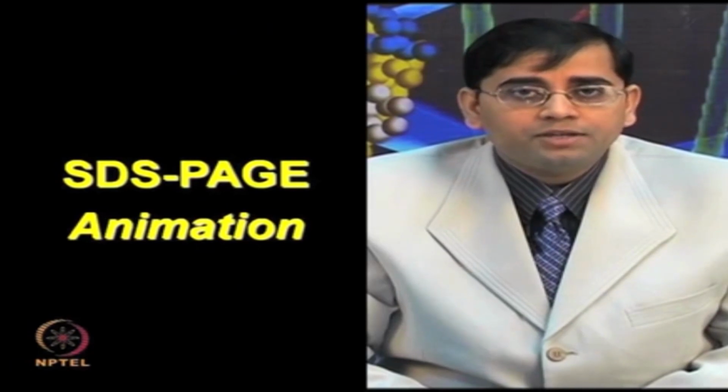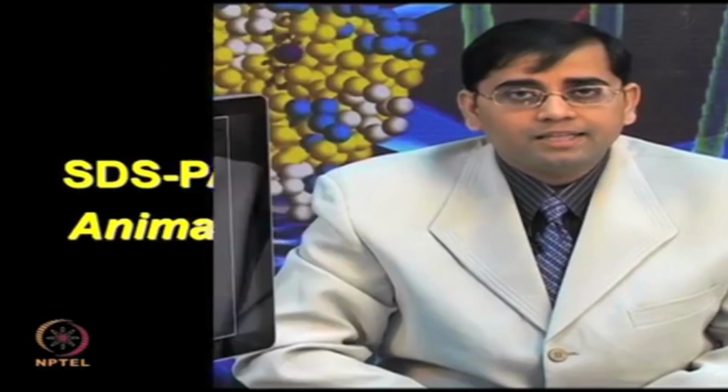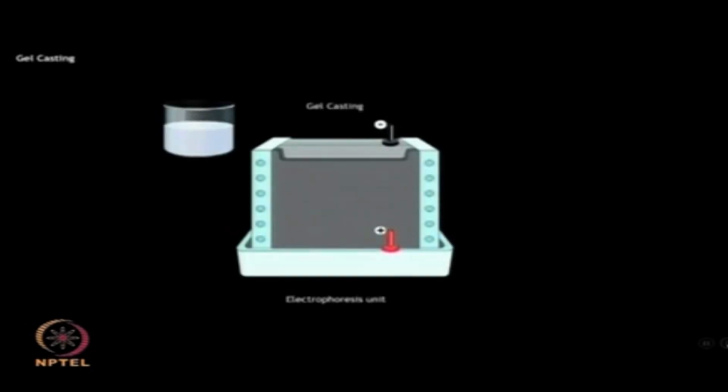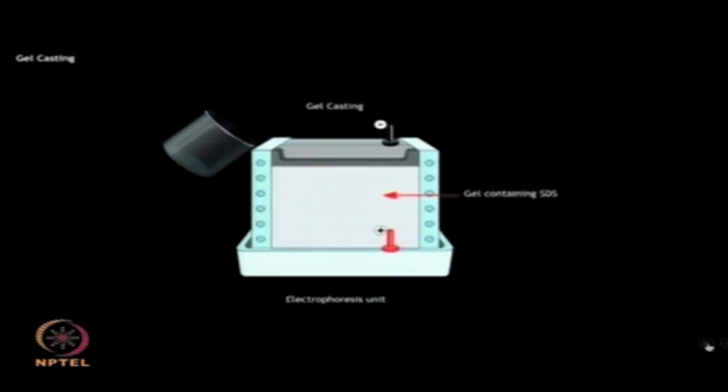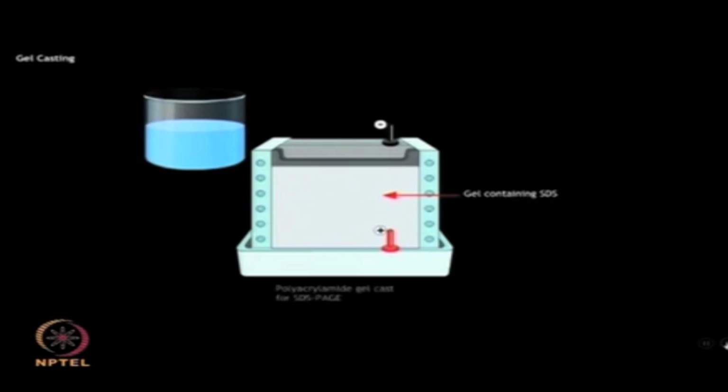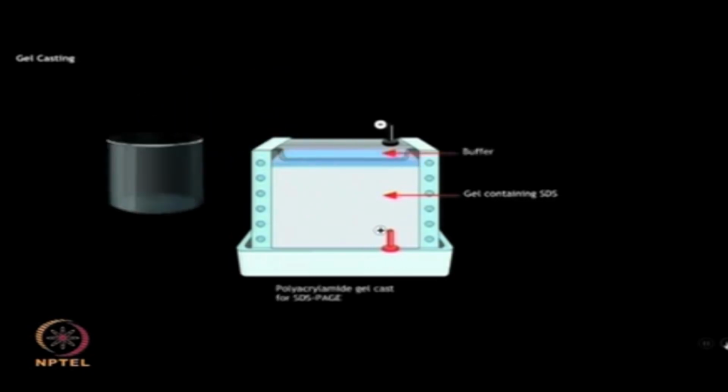I will now describe the animation and show you the steps involved in SDS-PAGE. Sodium dodecyl sulfate polyacrylamide gel electrophoresis, SDS-PAGE. In this animation, you will see various steps involved in separating proteins based on their molecular weight. First of all, the polyacrylamide gel containing SDS is cast between the glass plates as a vertical slab in the same buffer that is used for electrophoresis. The molecular dimensions of the pore can be controlled by varying the amount of N,N'-methylene bisacrylamide with free radical cross linking being facilitated by ammonium persulfate or APS and TEMED.